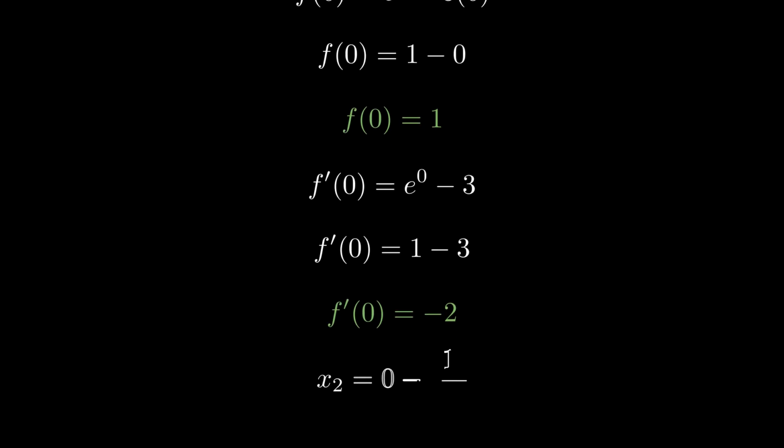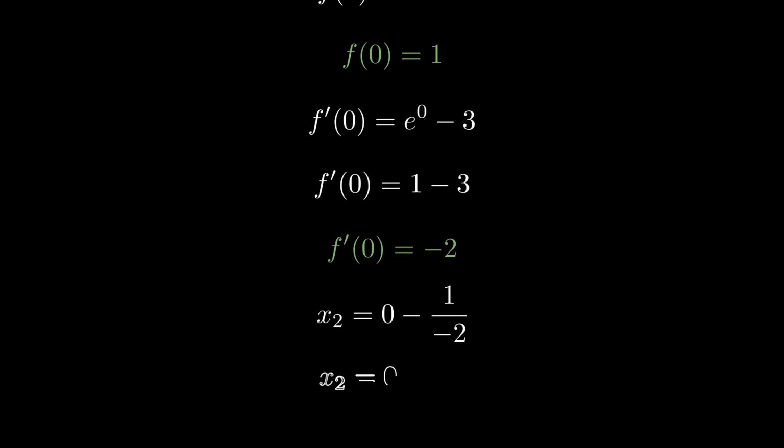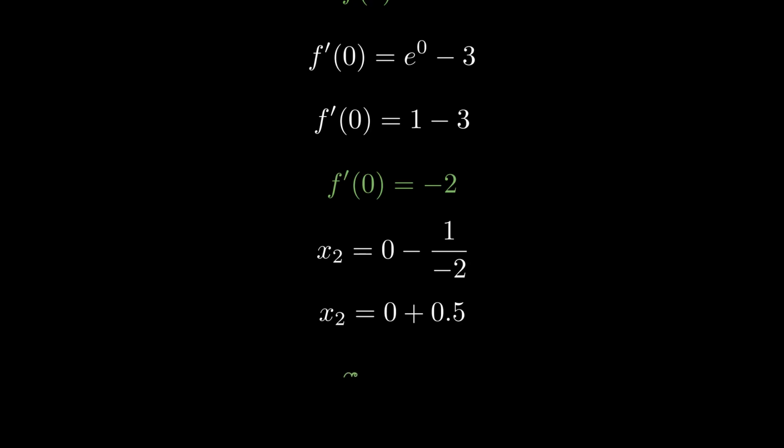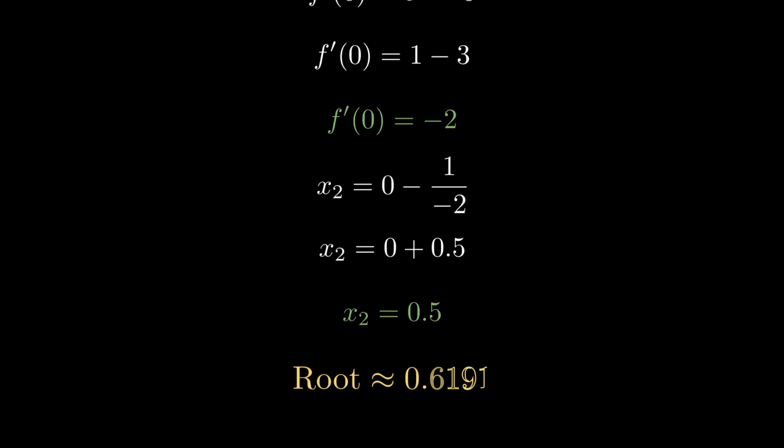Substitute into the formula again. 1 divided by negative 2 gives negative 0.5. Adding gives 0.5. The root converges to approximately 0.6191.